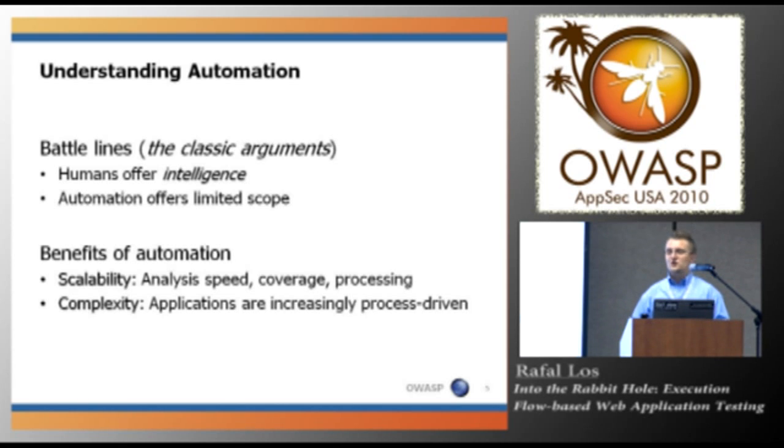The benefits of automation, of course, come from scalability and complexity. On the scalability side, you've got analysis of speed, coverage, and processing, right?